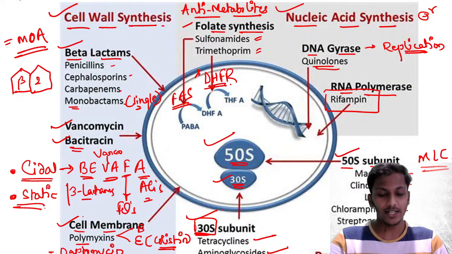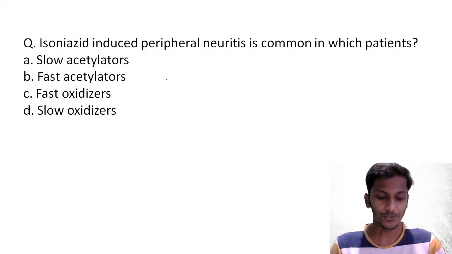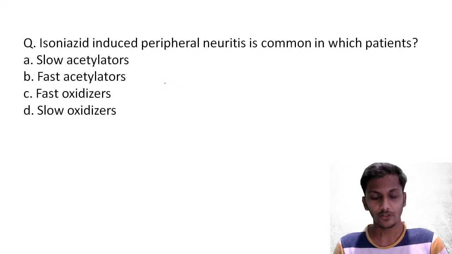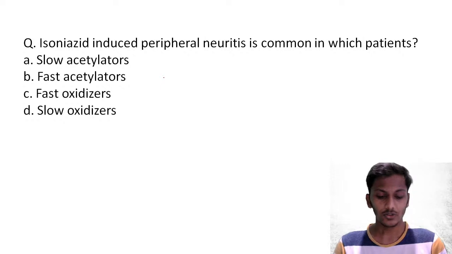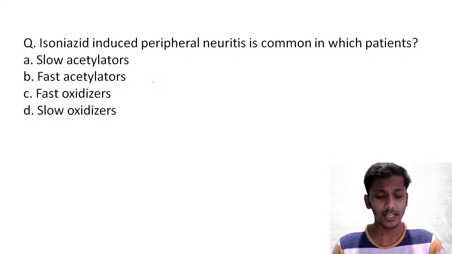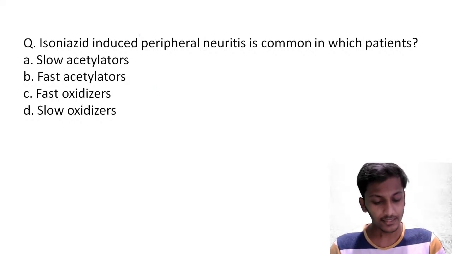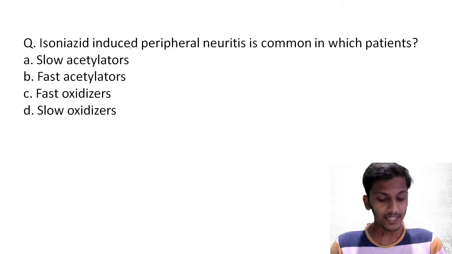Moving further to our next question, which states: isoniazid-induced peripheral neuritis is common in which patients? Option A, slow acetylators. Option B, fast acetylators. Option C, fast oxidizers. And option D, slow oxidizers. Just answer in the chat box, guys. As soon as you see a question, keep on answering. Please tell me the answer.